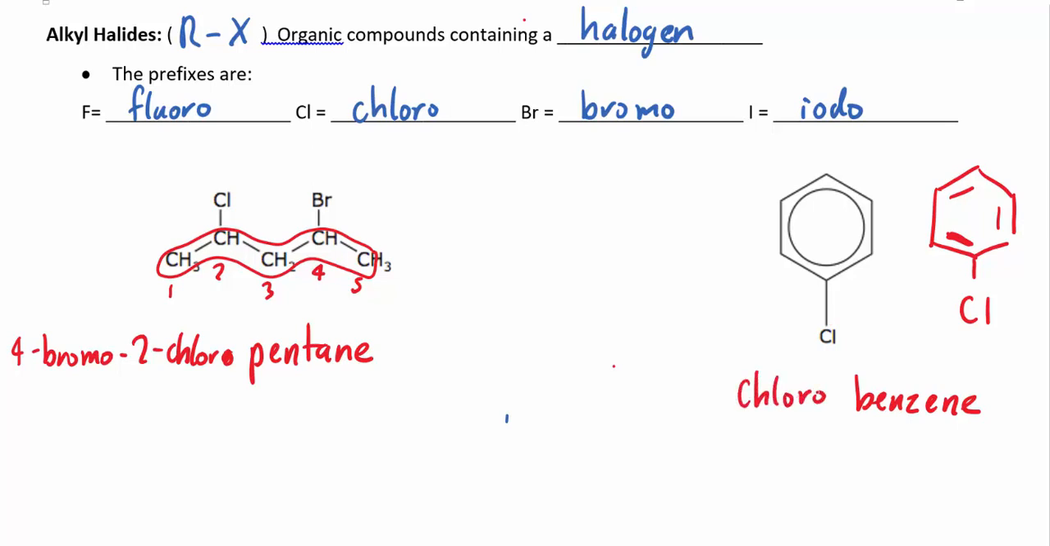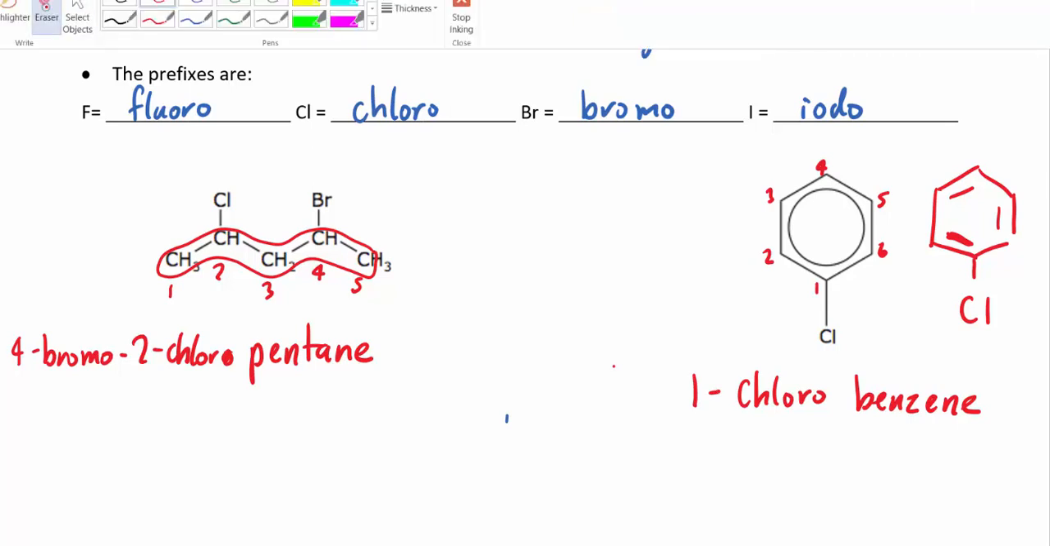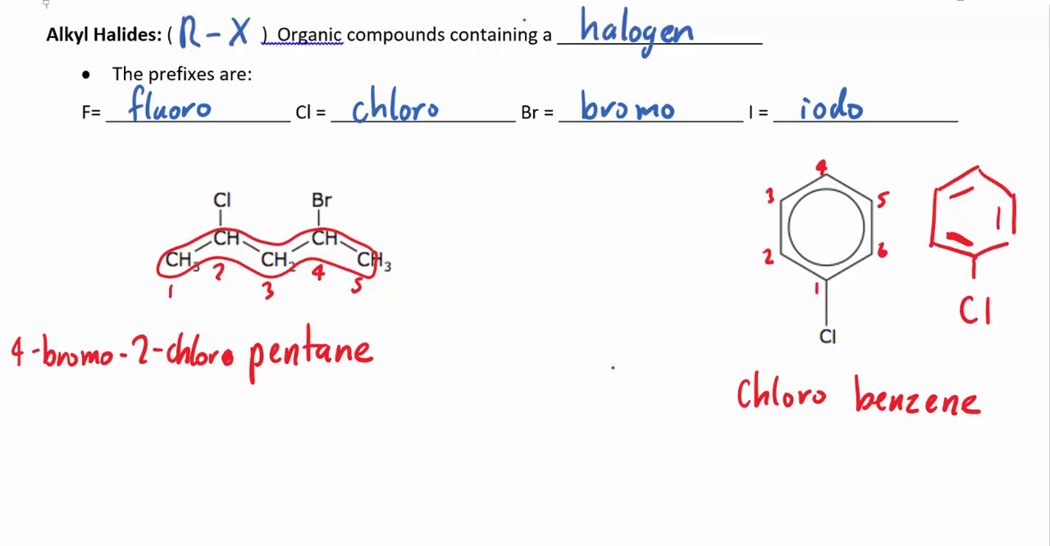Now you might say to yourself, well, don't I have to number it off? And I guess technically you could say, well, look, there's my 1, 2, 3, 4, 5, 6 carbon. If you wanted to be really picky, you could call it 1-chlorobenzene. But to be totally honest with you, I don't think we need to. I mean, if you've got 1 chlorine group, then it's obviously on the number 1 carbon. And so we can kind of skip that step.